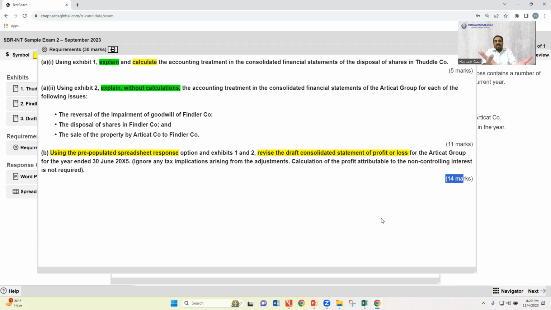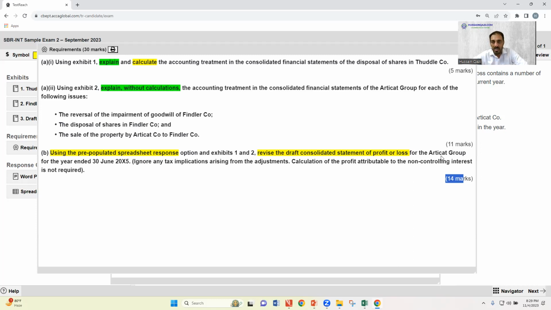What else can the examiner ask with this group accounts question? Other than group accounts, there can be other adjustments like IFRS 9, compound financial instruments, as independent requirements, four to five.